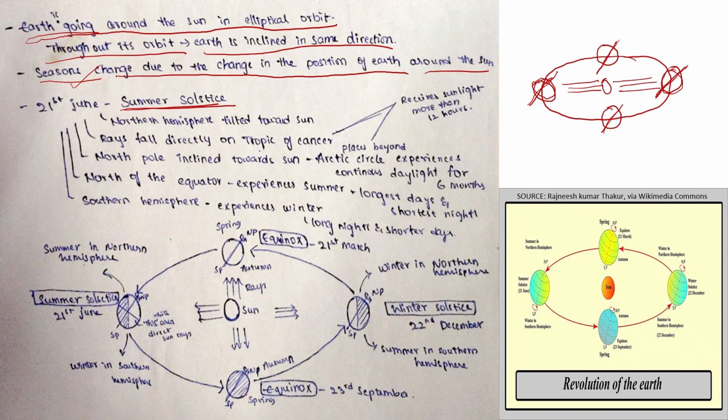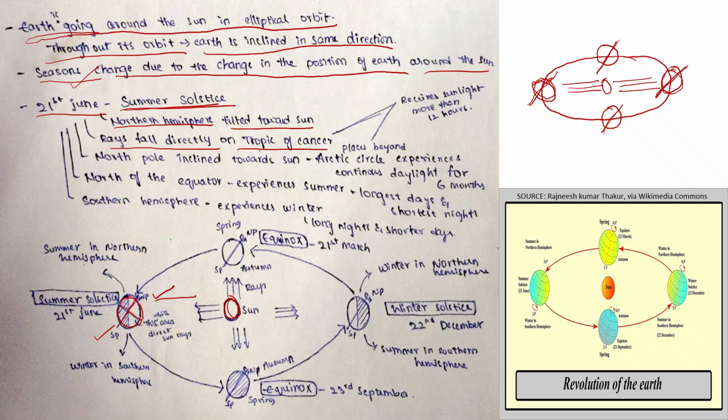Summer solstice occurs on 21st of June every year, and it occurs when the northern hemisphere of the earth is tilted toward the sun and sun rays fall directly on the Tropic of Cancer. So if we look into the picture, this is the sun and this is the earth. This is the northern hemisphere and this is the southern hemisphere. So this is the axis of the earth and this is the equator of the earth. So when the northern hemisphere is tilted towards the sun, the summer solstice occurs.